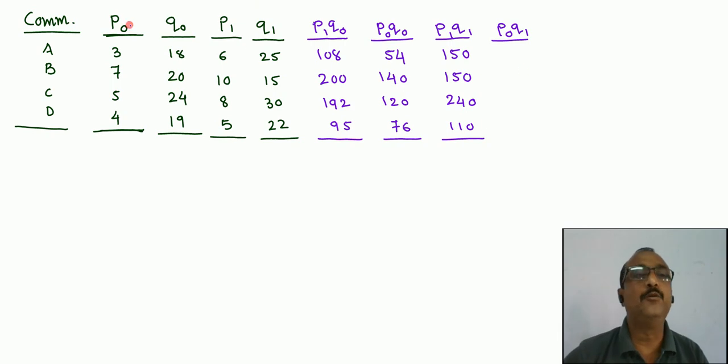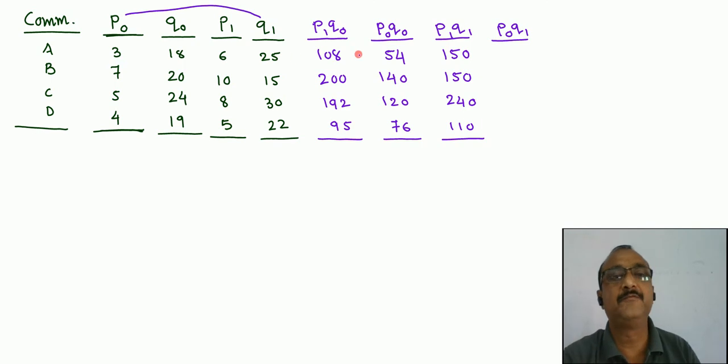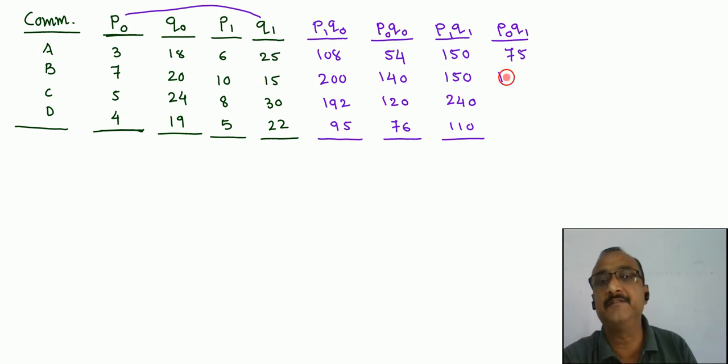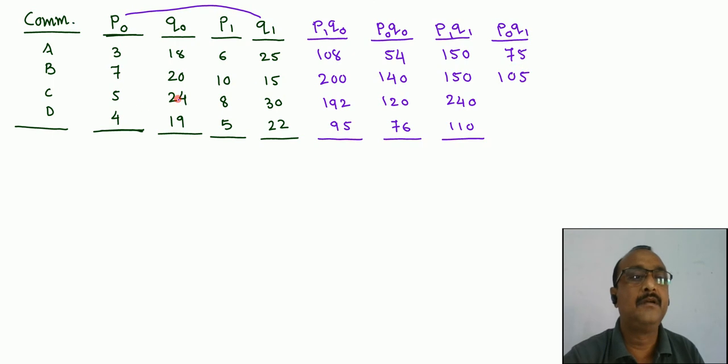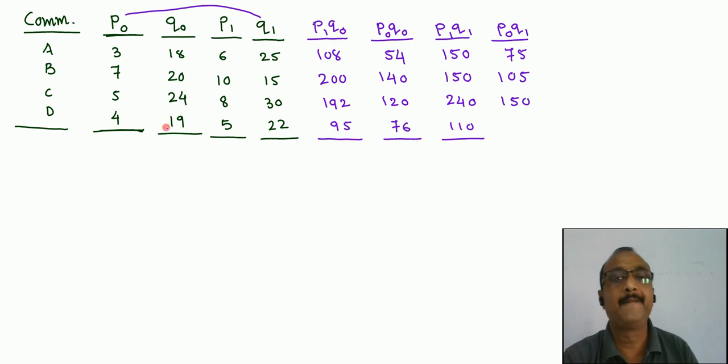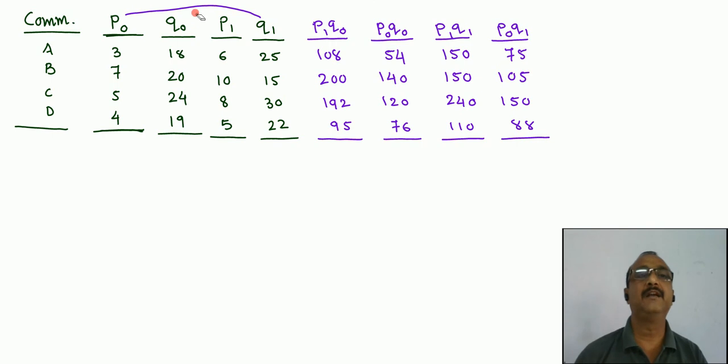Now P0, this is 0 into Q1, first and last. 3 into 25, 75. 7 into 15, 105. 5 into 30, 150. And the last, 18, 22. Column banavana. Now total of all columns.